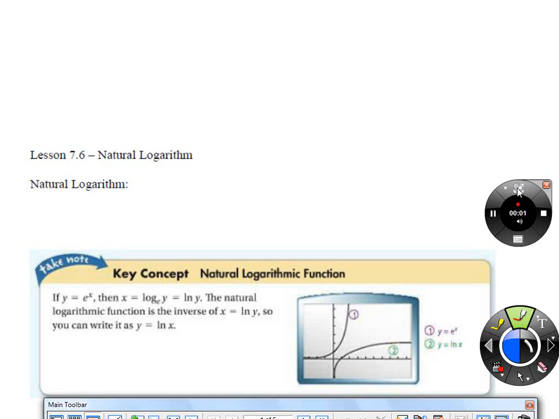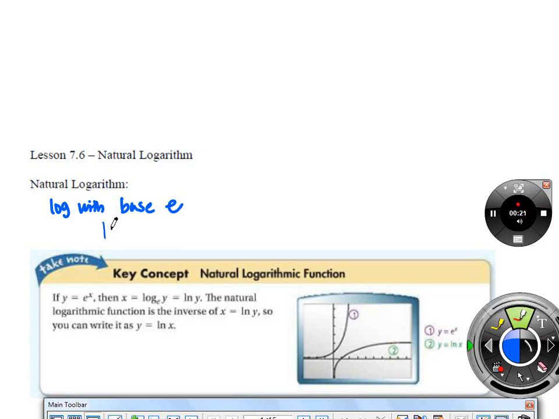So today we're going to talk about the natural logarithm. So if you remember, the natural number was e. So a natural logarithm is a log with base e, the natural number. But we do note it a little bit of a different way.